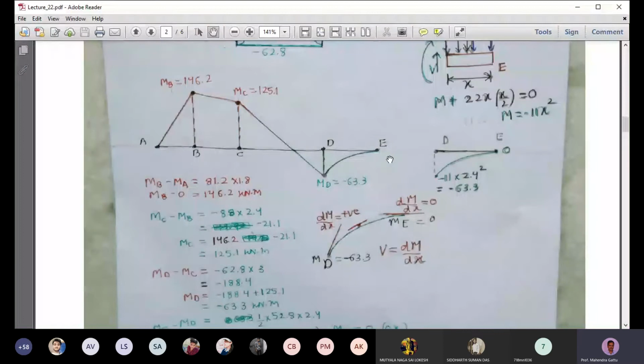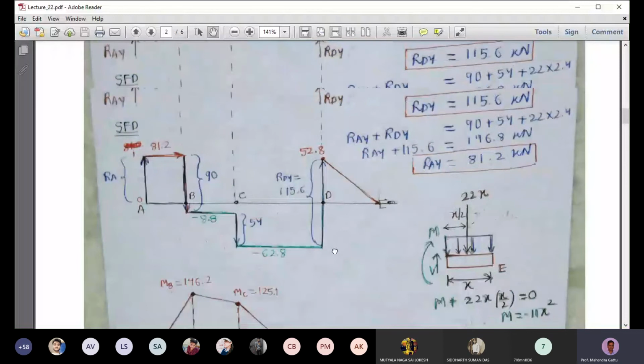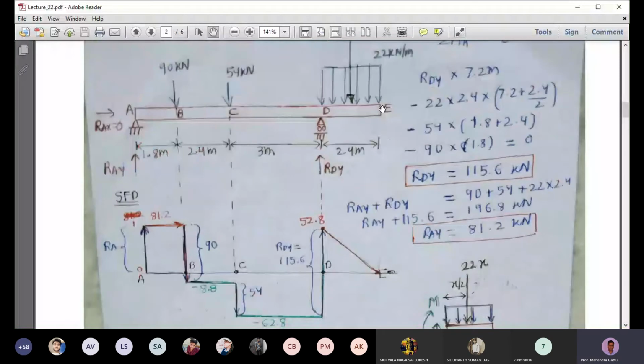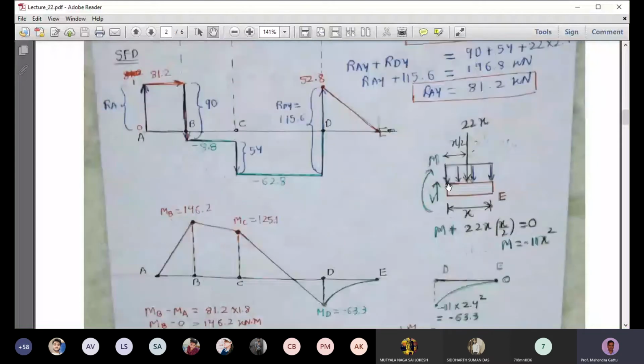There is another way to find the equation of this curve. To do that, what we will do is cut a section in between D and E, and then analyze the right part of the section. So we have cut a section and we are looking at the right part. This is edge E, there is no reaction there because it is the free end.